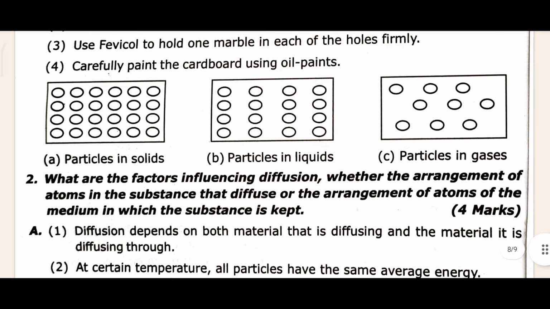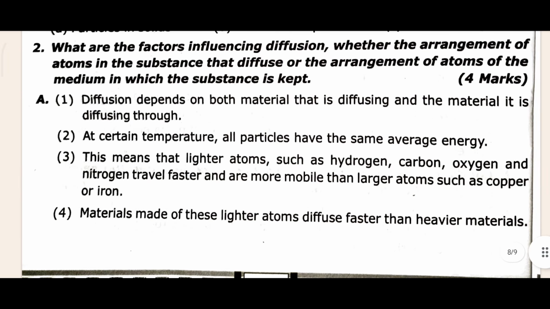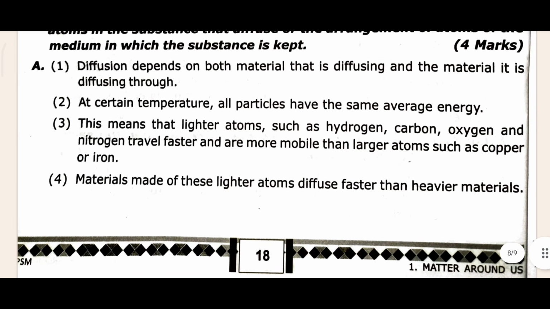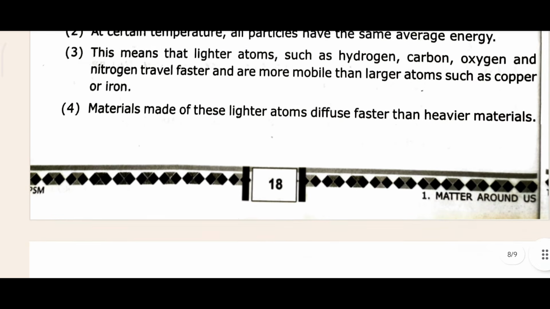So if it is clear, then see that second one. If you see the second question, it says: what are the factors affecting diffusion, whether the arrangement of the atoms in the substance in diffusion and the arrangement of atoms in the medium, which is skipped. Okay, so I hope this one is clear. If it is clear, then let's come here. Nothing in it. Okay, so it is still here only.